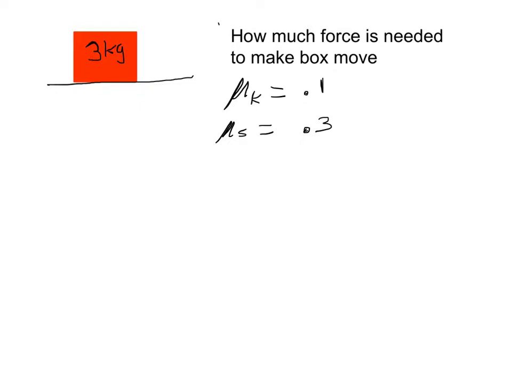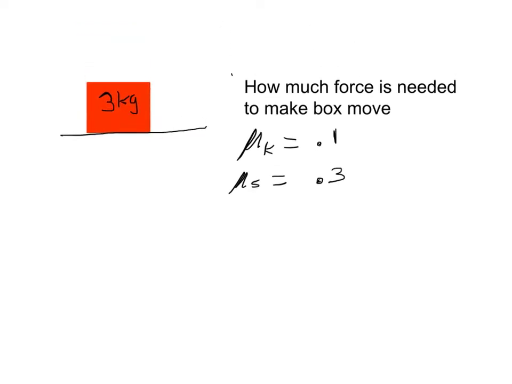So in order to solve this, let's give ourselves some more space. We start off by drawing our free body diagram. Right now, we need to see what would happen to make the box move. So this is the force of gravity pushing down, and the normal force pushing up. That's going to be equal to mass times gravity, which equals 3 kilograms times 9.81.